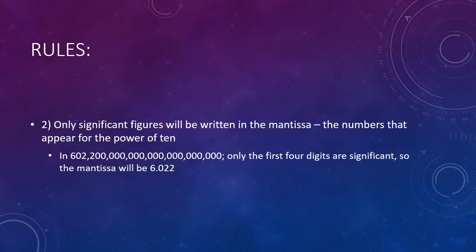The second rule is only significant figures get included in the new form. Specifically, they're the only ones included in what we call the mantissa. They're all the numbers that precede the power of 10. So in the number that we are using, the only significant figures are the 6, the sandwich 0, and both of the 2's. So this initial first part, the mantissa, will be 6.022.